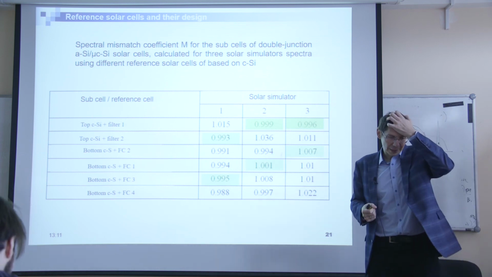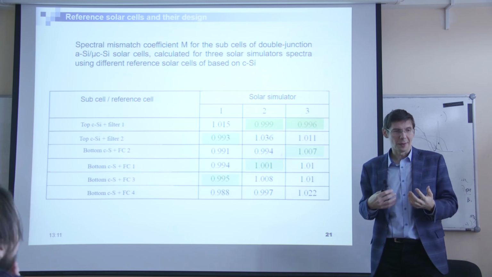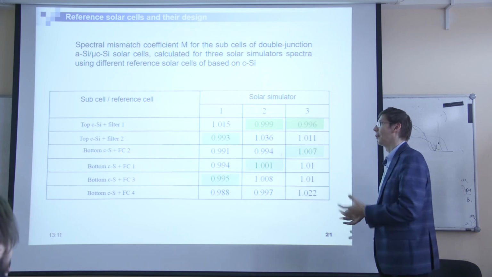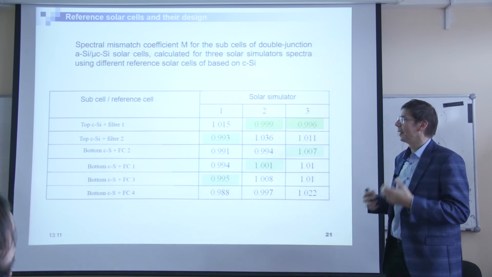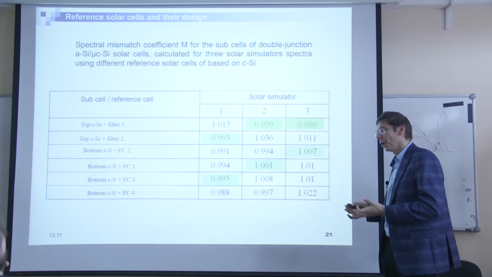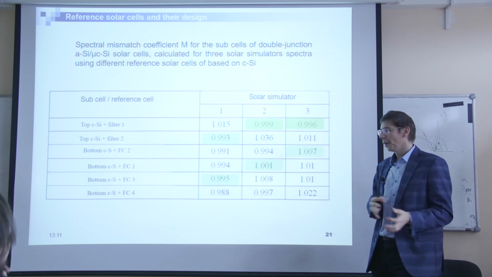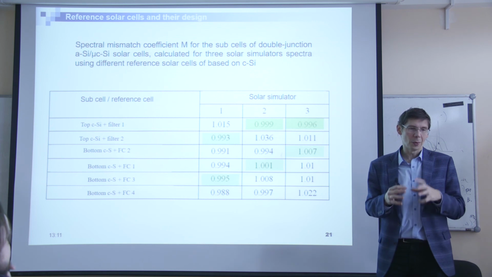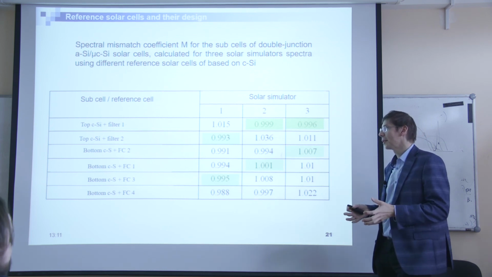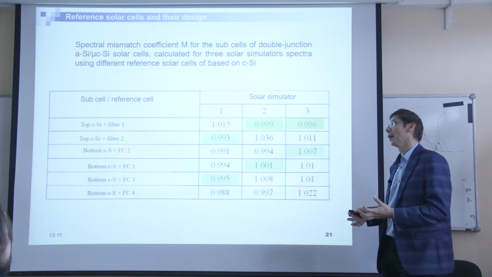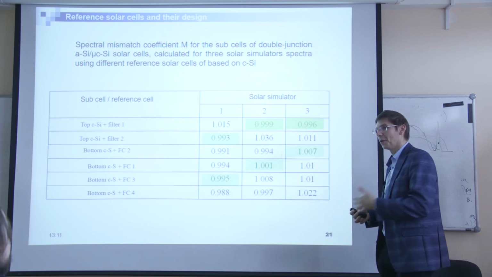But what I'd like to say mainly from this part of the lecture is that to calibrate the intensity of the solar simulator, you have to use the reference solar cell. It's more or less easy if you have a one-junction solar cell, but if you have a multi-junction solar cell, things become more complicated. So at least you have to use a set of reference solar cells.